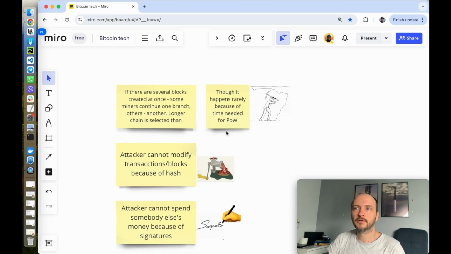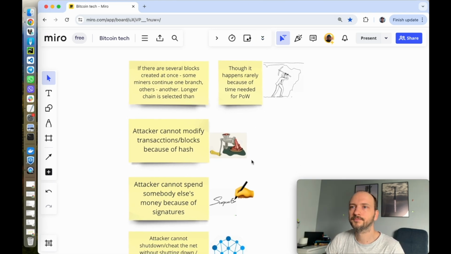But this happens rarely because of the time needed for proof of work. If proof of work were very simple and blocks were produced every second, there would be lots of collisions. But the Bitcoin algorithm is adjusted so that blocks are produced on average once per 10 minutes, and this time is quite enough for the block to spread across the network in the majority of situations.